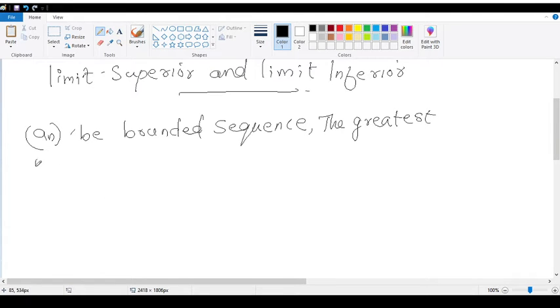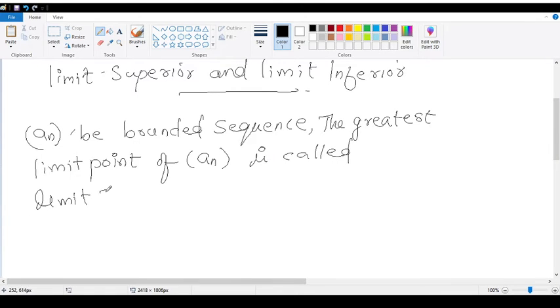The greatest limit point of an is called the limit superior of an. So you find the limit values, then you find the superior point of the limits. That is called the limit superior.